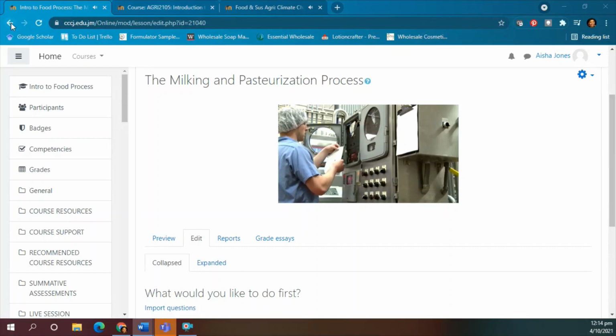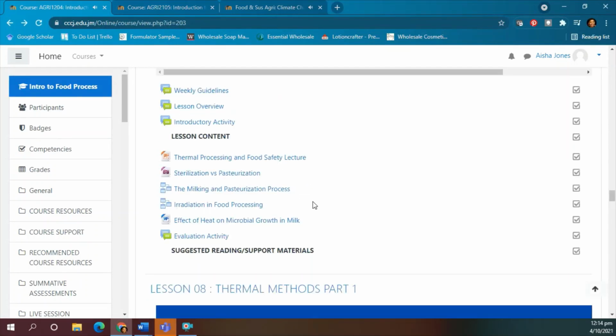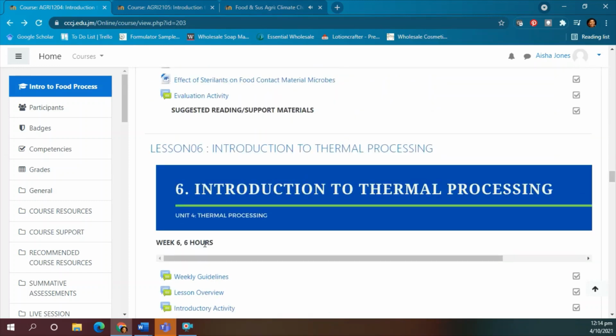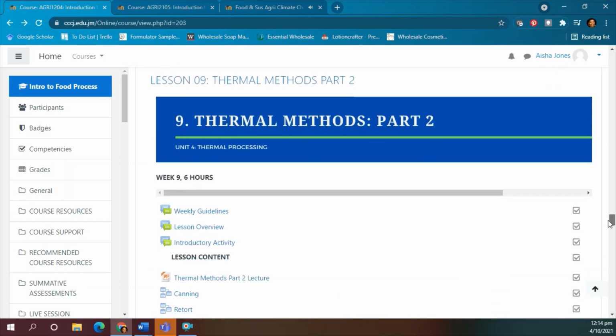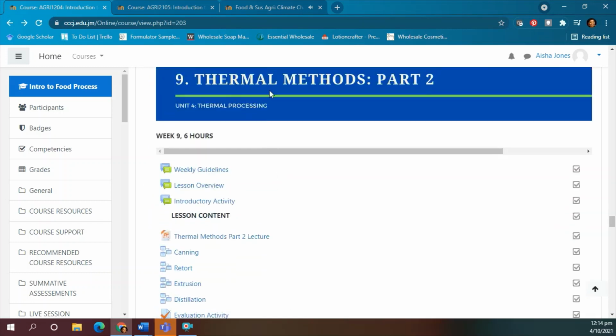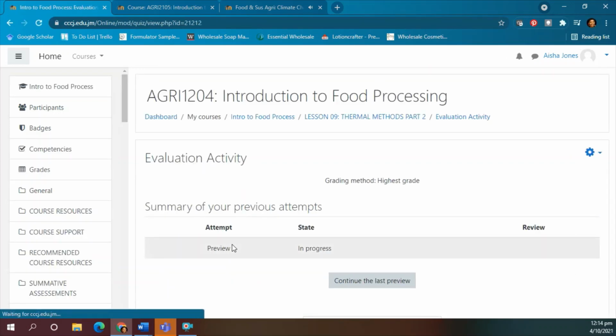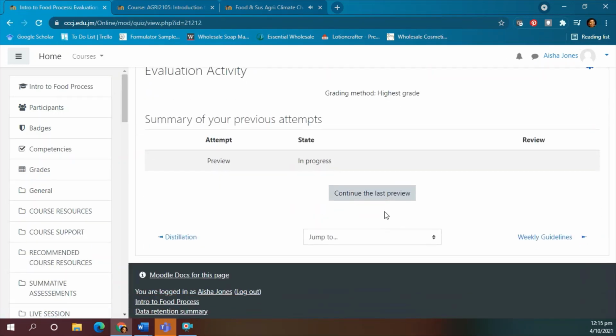And then finally, we will look at evaluation activities. At the end of each lesson, there are evaluation activities. These evaluation activities can be quizzes, they can be forums, and they can be worksheets. So let's look at quizzes, for example. So let's scroll down to lesson 9. This lesson is on thermal methods part 2. And here is a quiz that is provided for the students to do.